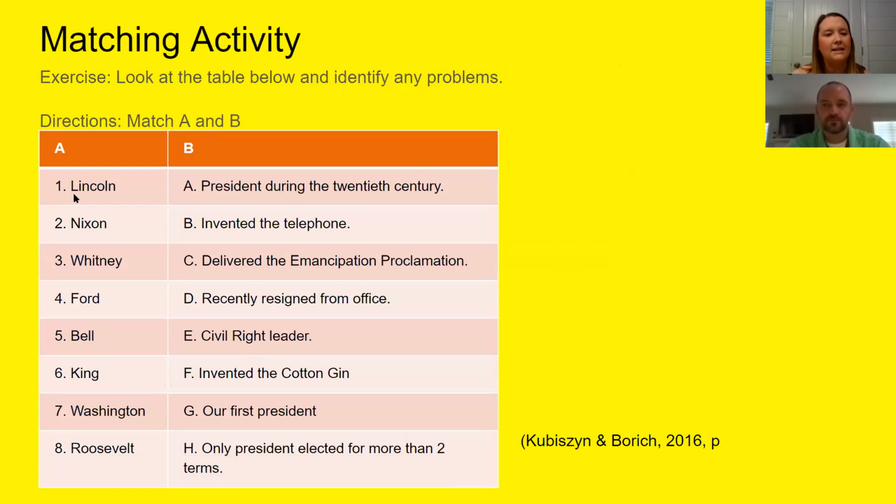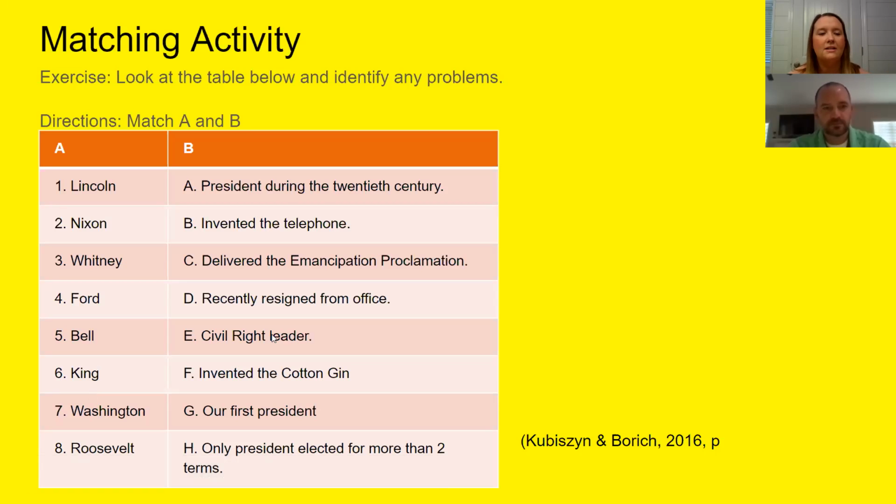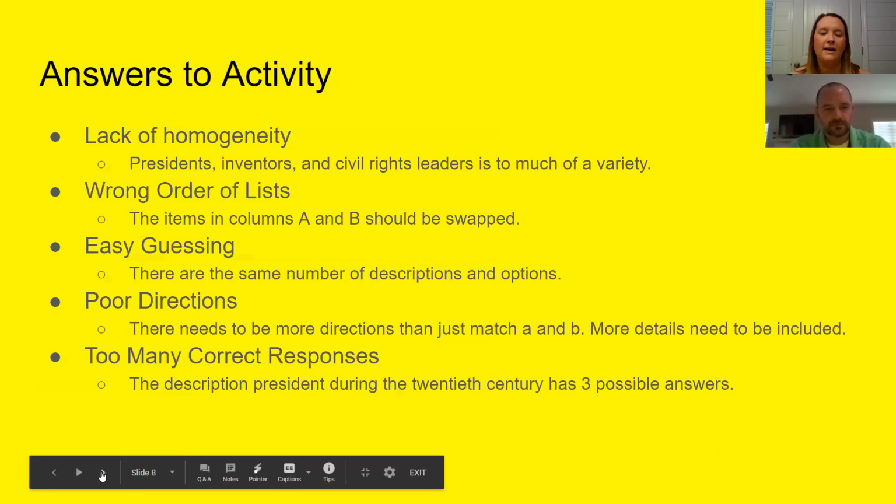The options are Lincoln, Nixon, Whitney, Ford, Bell, King, Washington, and Roosevelt. Just by knowing those names, we know those are some presidents, some inventors, and some civil rights activists. And then our answers on the other side are for examples like the president during the 20th century. So when we go to our next slide, we're going to see some things that were wrong with that activity.